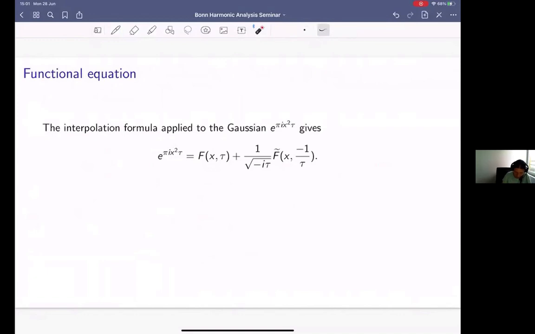Now we can apply our interpolation formula to this complex Gaussian. We consider this Gaussian as a function of x, and we think of tau as a variable. If we apply the interpolation formula to the Gaussian, we will obtain the following functional equation for the generating series introduced in the previous slide.